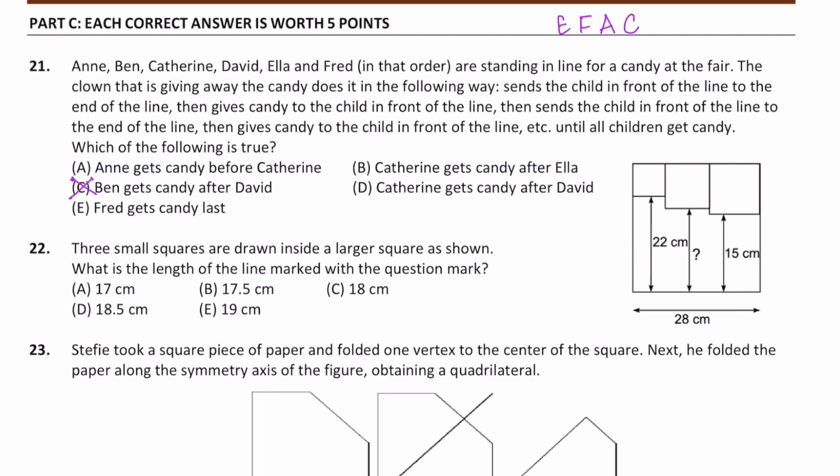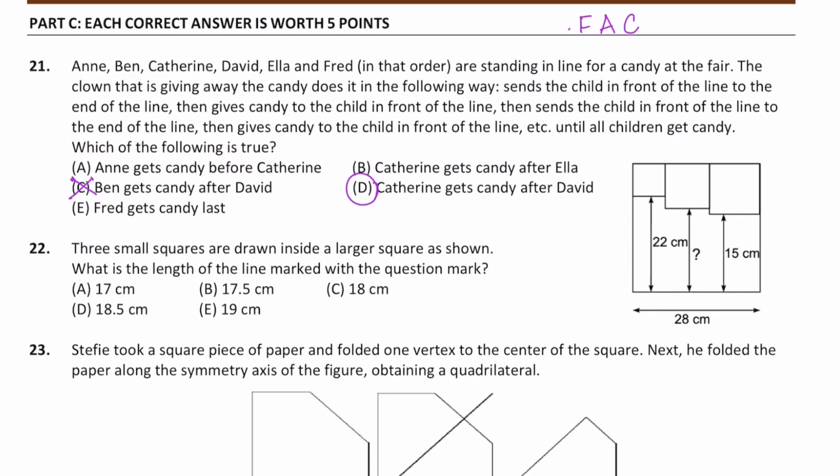And then let's look at the scenario which talks about David. It's only option D, right? Since we already talked about option B. Catherine gets candy after David. That is true. She's still waiting in the line, right? So that's her option. And that's correct. But if you still want to go ahead and do it, David got his candy.